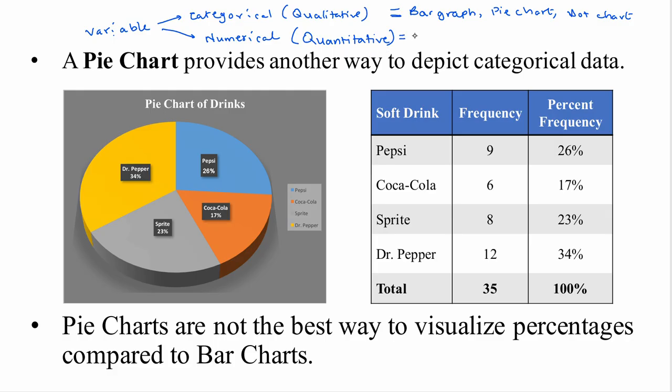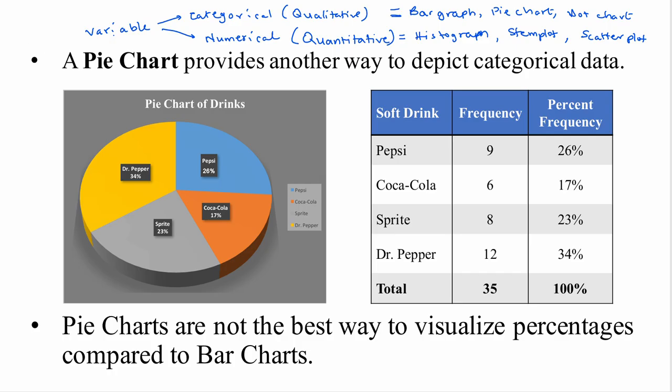For your quantitative variables, we have the histogram, which is another good way to visualize your quantitative variables. We have the stem plot, and we will look at both histogram and stem plot in our next video. And then we have scatter plot, which will be discussed in the last video. So these are the two variable types, and these are the graphs used to visualize them.